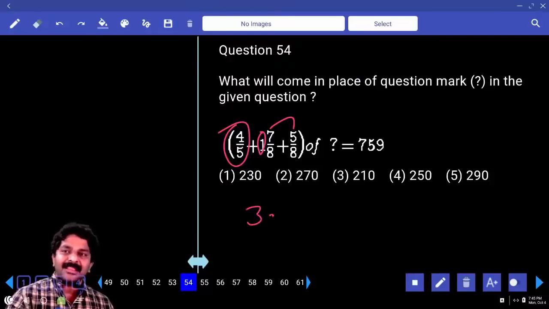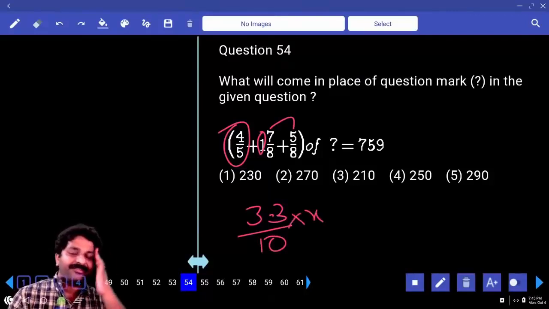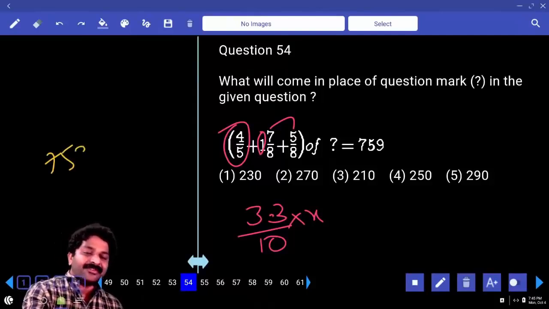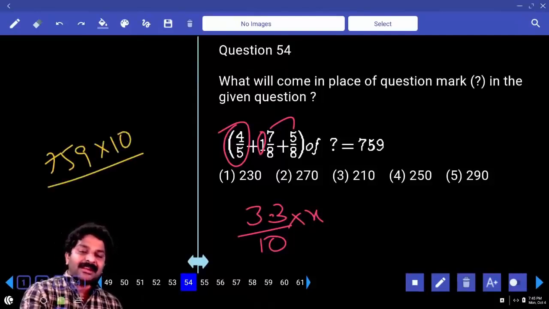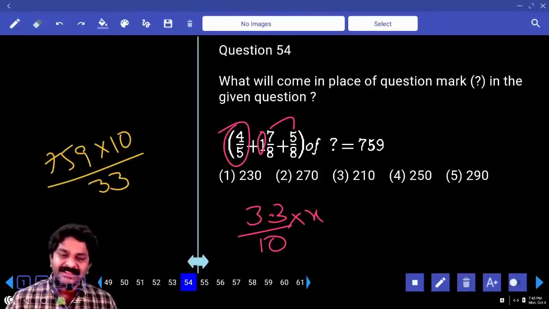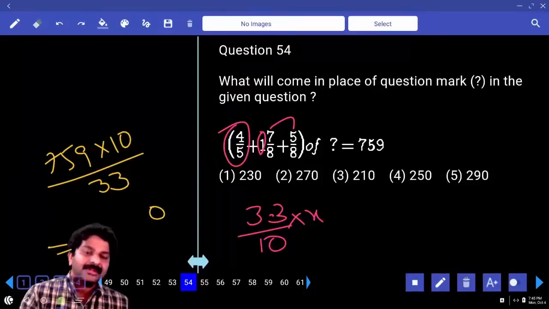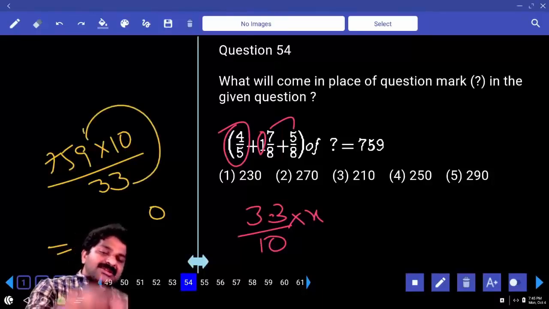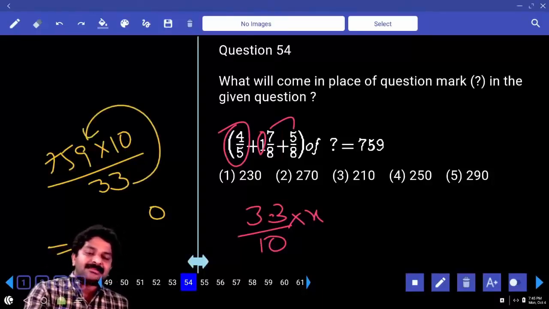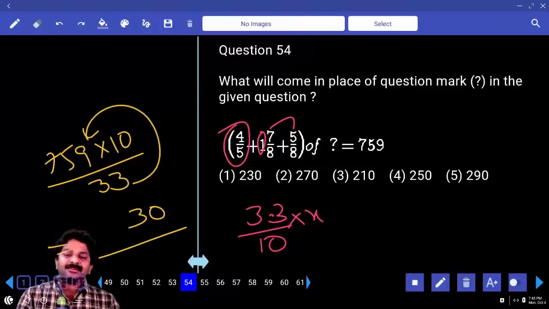3.3. Am I right? That I'll write it as 33 by 10 into x is equal to 759. Then x is equal to 759 into 10 divided by 33. Is it clear? Come on. Numerator we have 0. 3 into which number ends with 9? So answer must end with 30. First option, final answer.